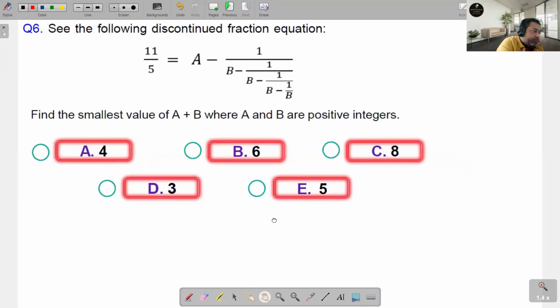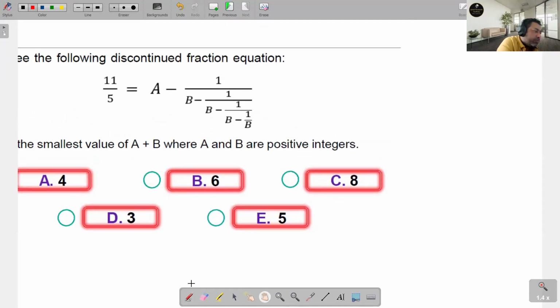Okay, so first of all, we'll start from here. So here we see 11 upon 5 is actually 2 whole 1 upon 5, right? So 2 plus 1 upon 5 can be written.